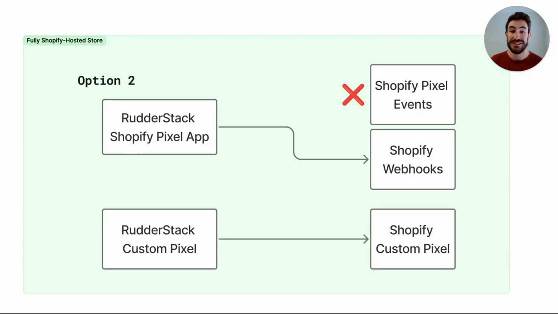Now, another option for the same fully Shopify hosted store setup is to download the RudderStack Shopify Pixel app, just like the previous option. However, configure it to not load the Shopify Pixel event tracking and only load Shopify webhooks. Then you can actually create a RudderStack custom pixel onto your store and do your browser tracking through the Shopify custom pixel. This is great for stores that need to have the JavaScript loaded onto their web store, as well as have the requirement of tracking that server-side data.